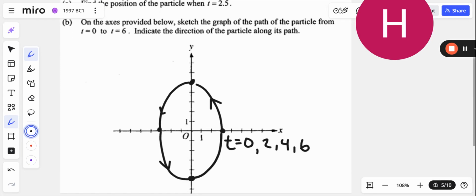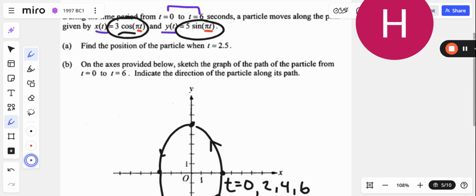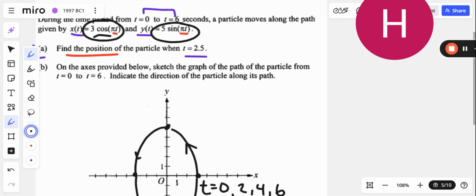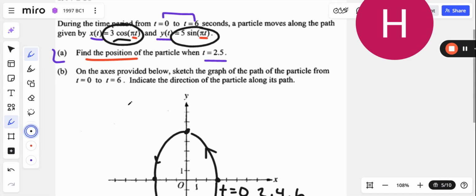It's going in this general direction, okay? Okay, great. Let's get started with part A. Find the position when t equals 2.5. That's pretty easy. Just plug in 2.5, right?